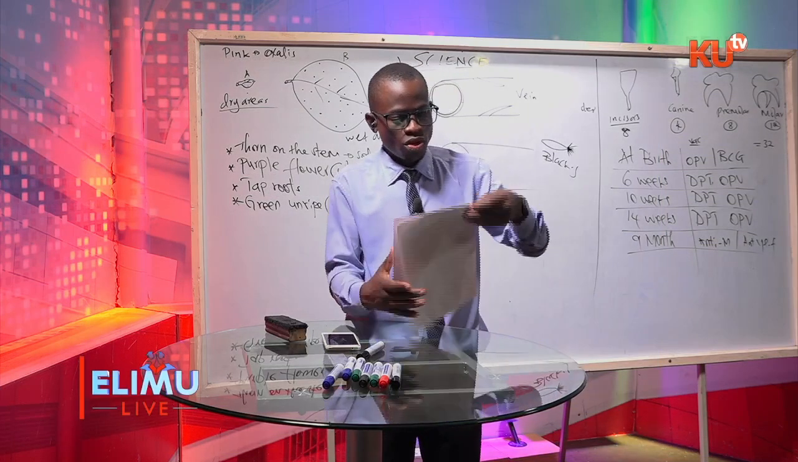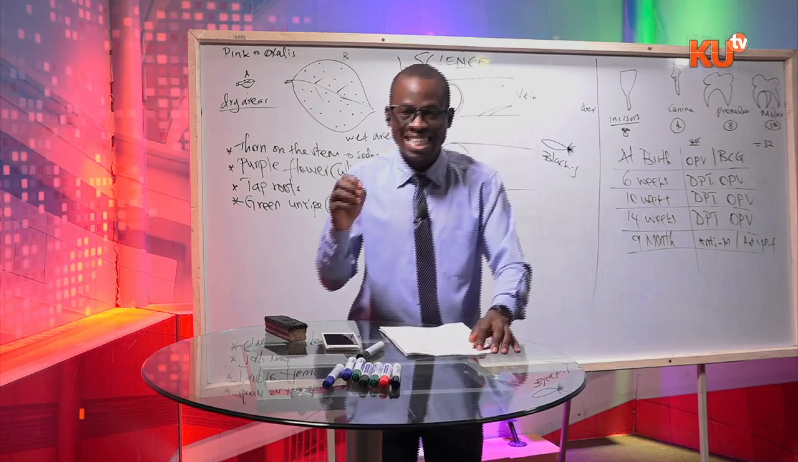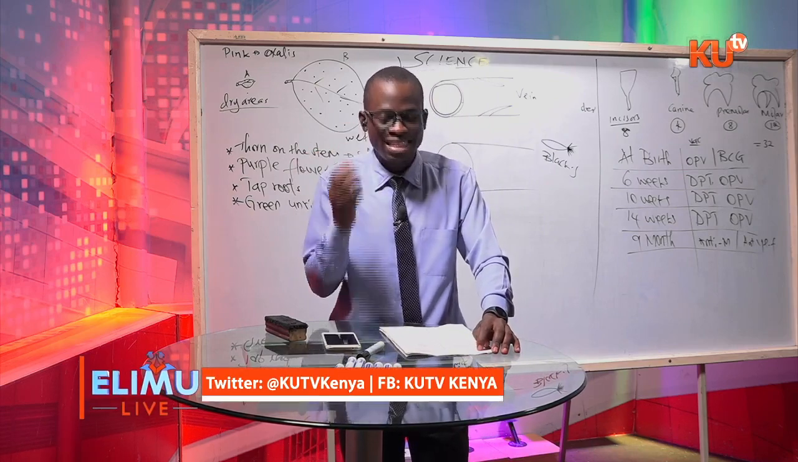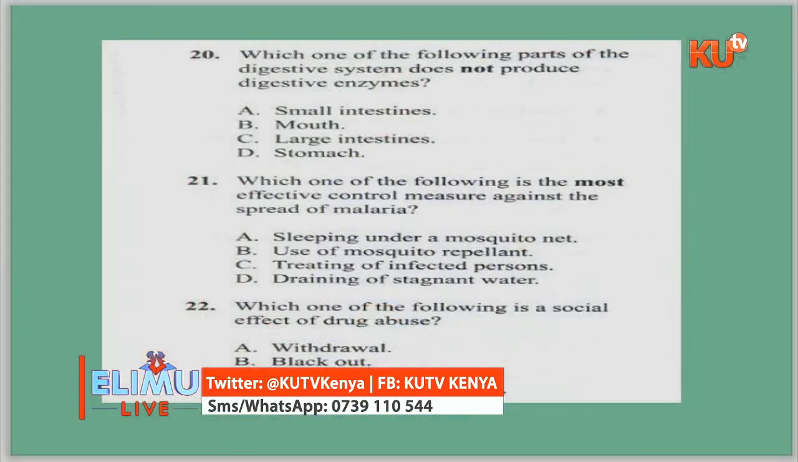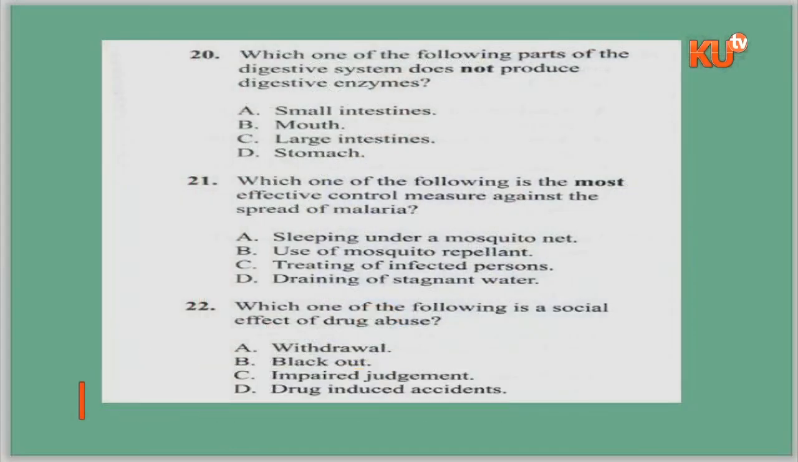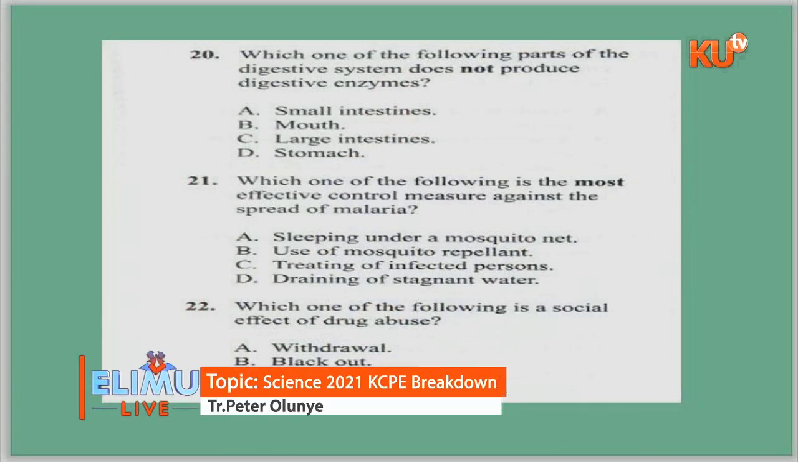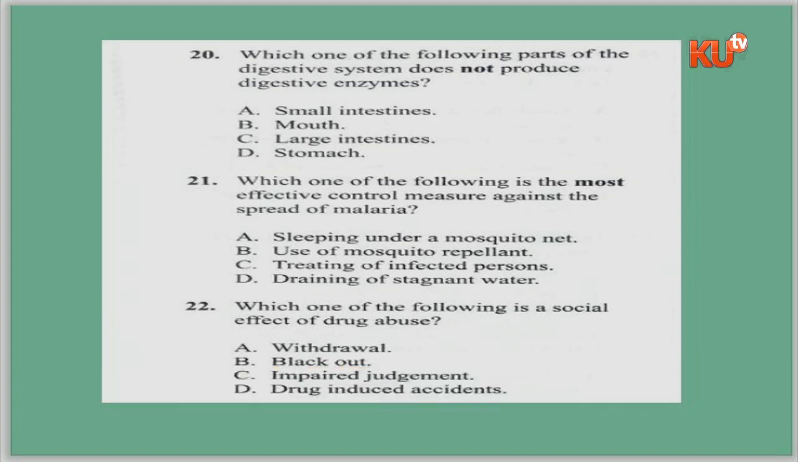Question number 20. Which one of the following parts of the digestive system does not produce the digestive enzymes? Here, boys and girls, the examiner introduced another new term. I know some of you had not heard about enzymes, but I think the choices would have guided you wisely. This question can be paraphrased in this way: which part of the digestive system is digestion not going to take place?